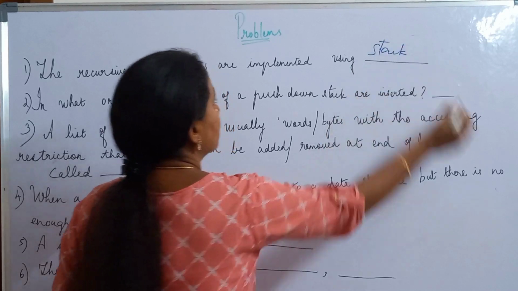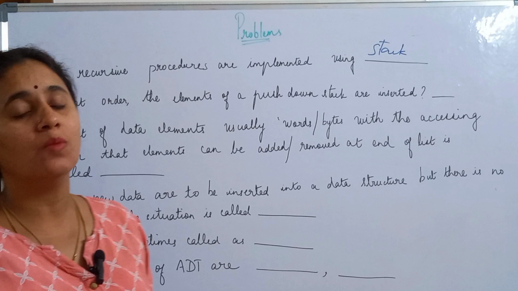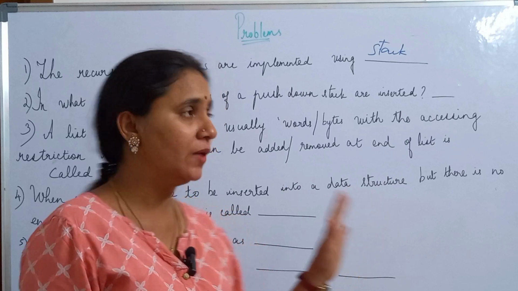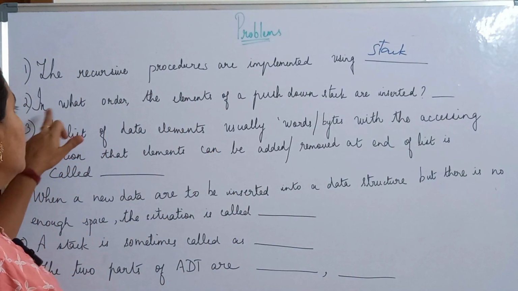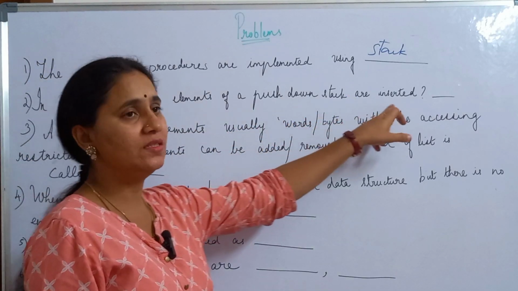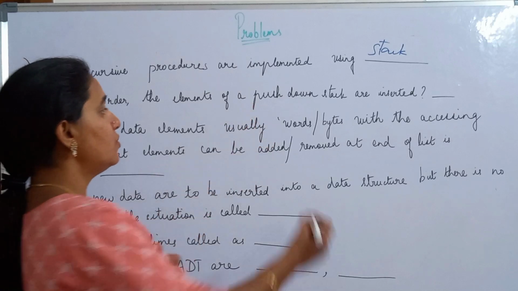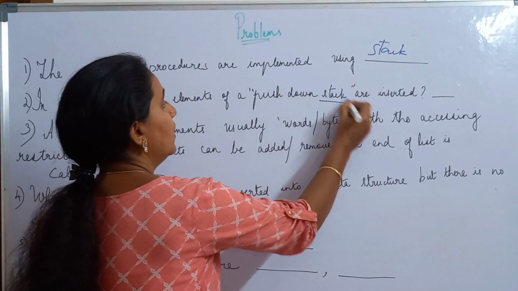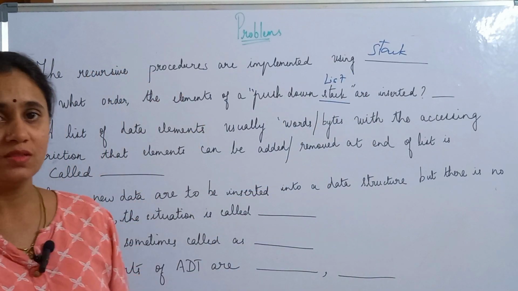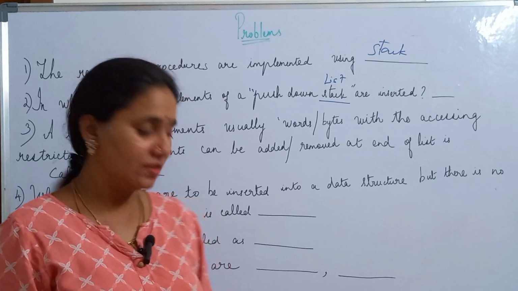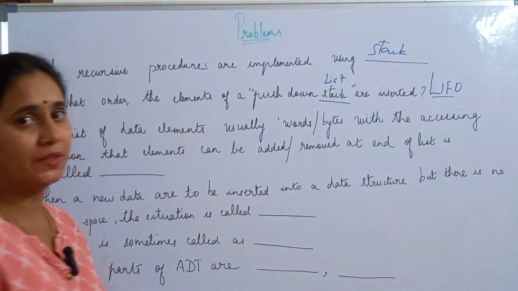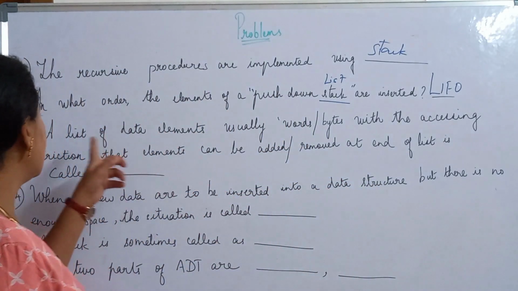Just now I told you about the applications, and one of them has been given here. What is the next question? In what order are the elements of a push down stack inserted? The push down stack is also called a list. They may give it like this or even like this. Can you guess the answer? The answer is last in first out method.